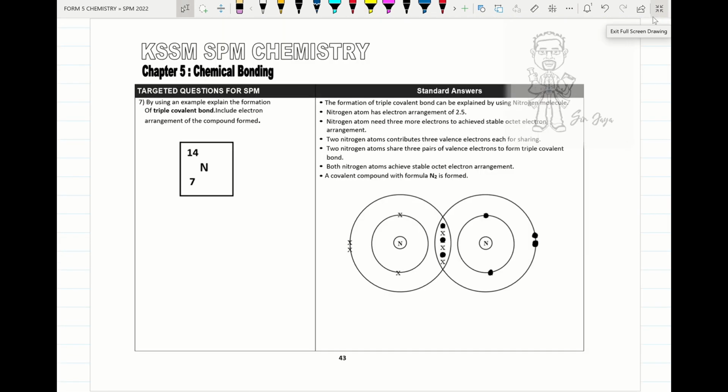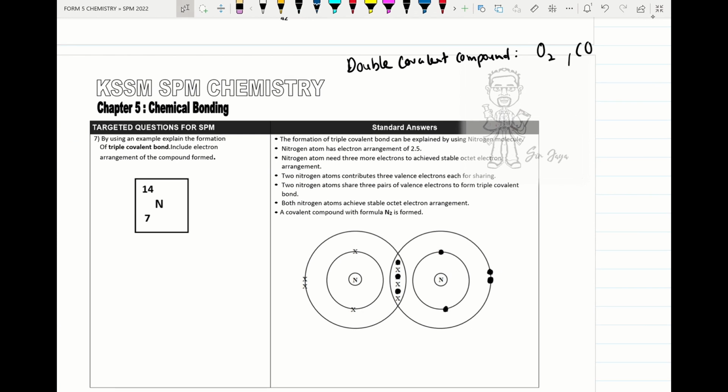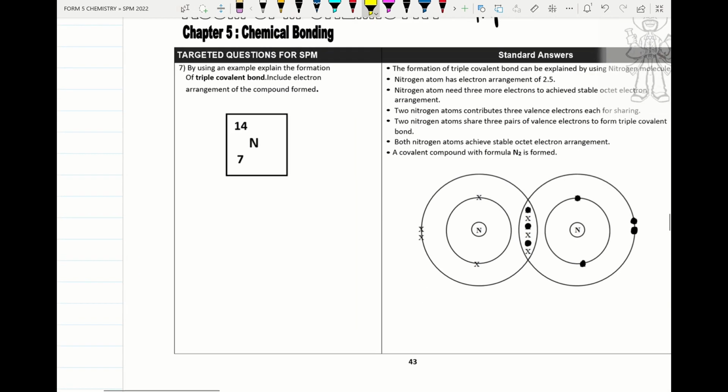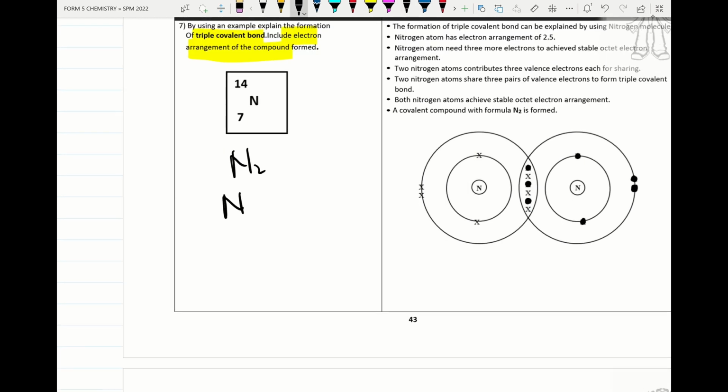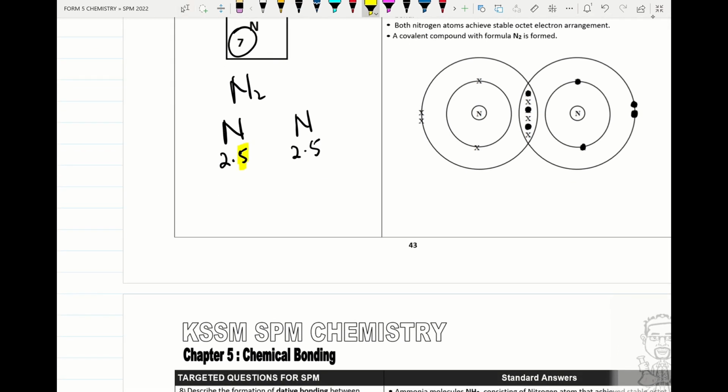Right, dear students, we move on to the next type of covalent compound. If they ask for an example of a double covalent compound, oxygen and carbon dioxide. If they ask for an example of a triple covalent compound, please remember it can be seen in the nitrogen molecule. So we check this question: by using an example, explain the formation of triple covalent bond, including the electron arrangement of the compound. Triple covalent compound can be found in nitrogen, N2. The nitrogen has proton number 7, so the electron arrangement is 2.5. We take another nitrogen atom, 2.5. Each nitrogen has 5 valence electrons.